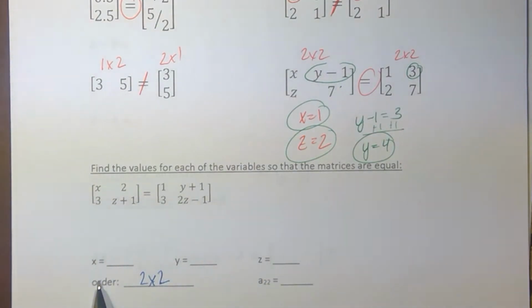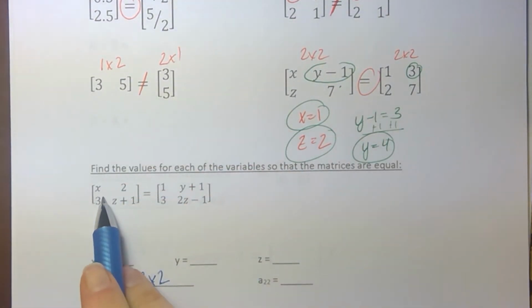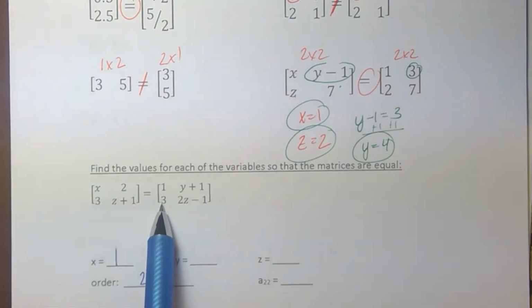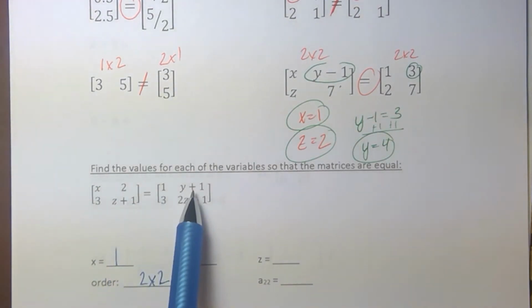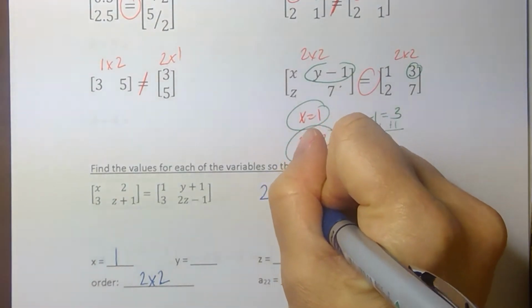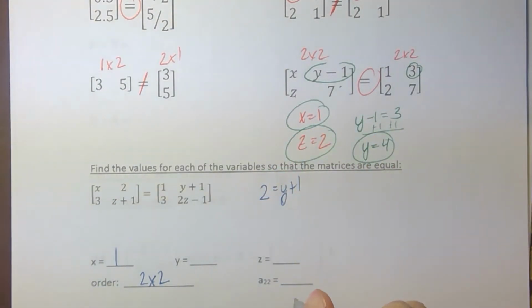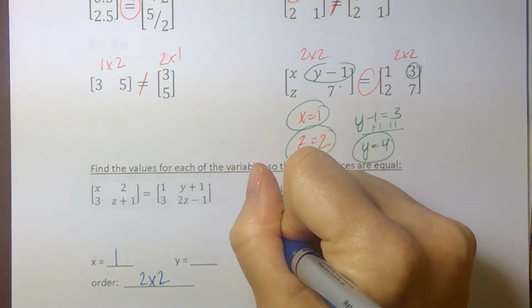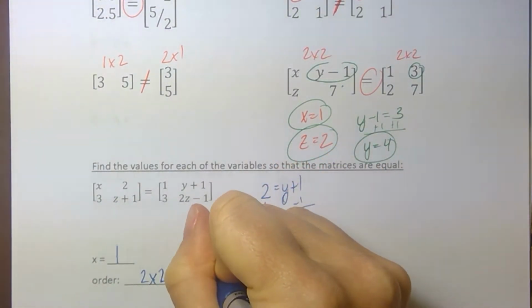So what about x? What would x be to make these 2 matrices equal? That one's simple. X would just be 1 because that's the corresponding position. I see 3 and 3 are in corresponding positions. And then over here, 2 would need to be equal to y plus 1. So let's work that out. 2 equals y plus 1. I can solve that for y. In this case, I'm going to be subtracting that 1. So 2 is equal to y.